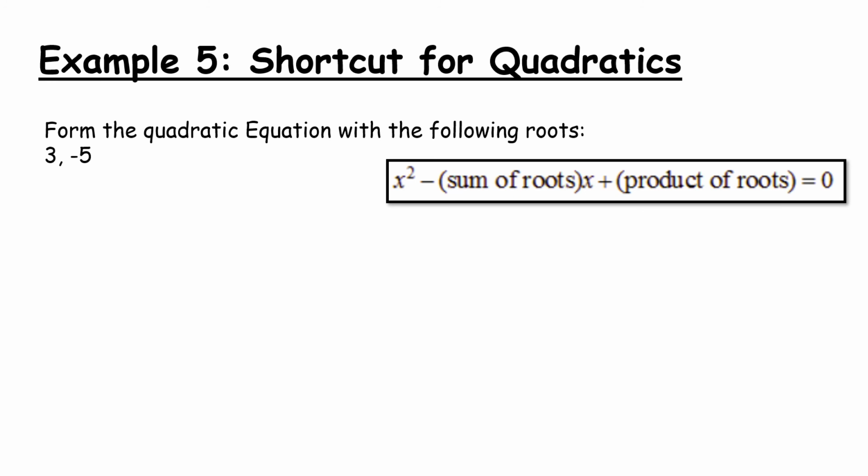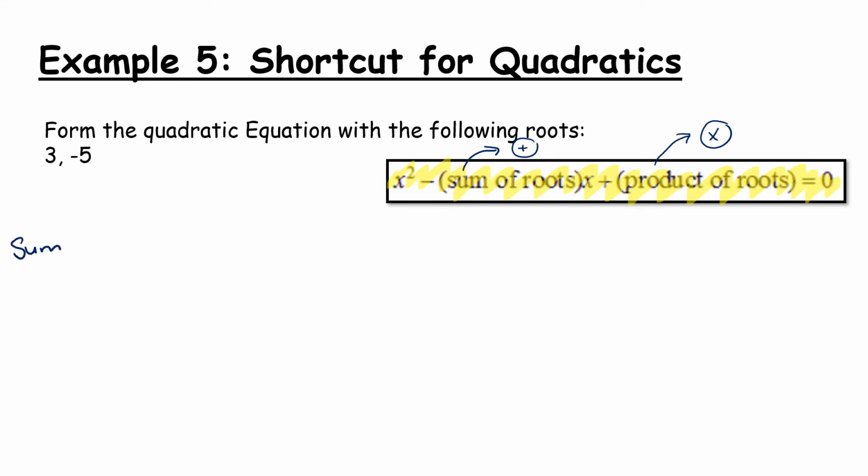more sense. So our formula is, and it's given in this box here, x squared minus the sum of the roots x plus product of the roots equals 0. So two really important words. Sum is where we add and product is when we multiply. So we have two roots here, and that is 3 and minus 5.